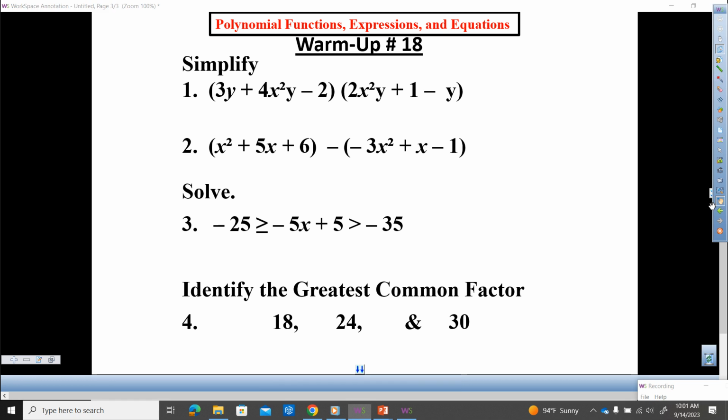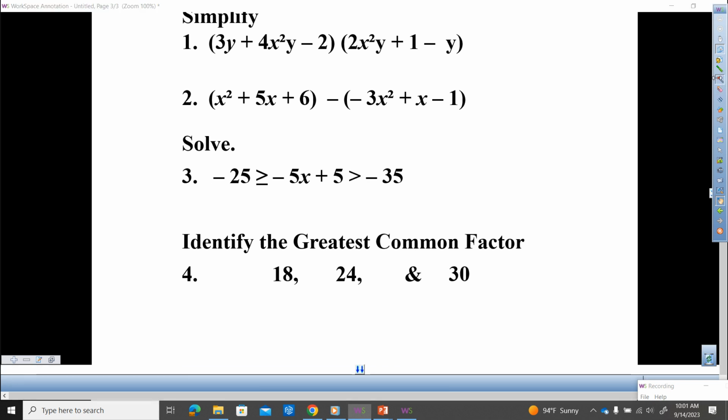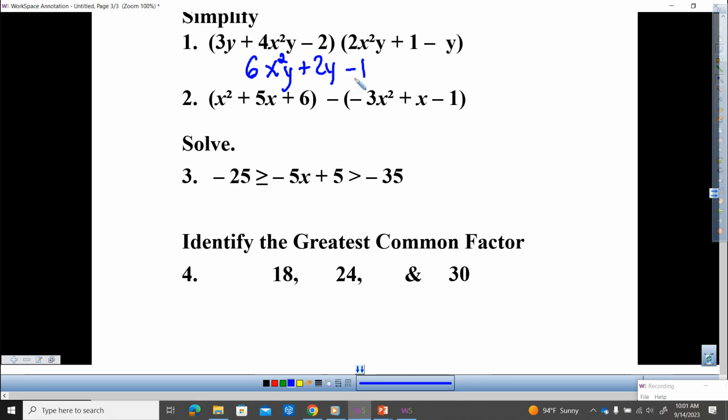All right, number 1. What'd you get at the end, Rebecca? Okay, I missed the first part. Squared minus 1.